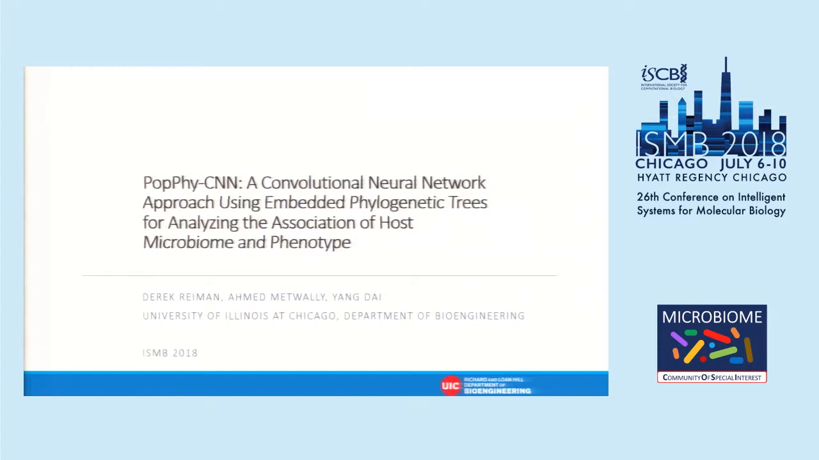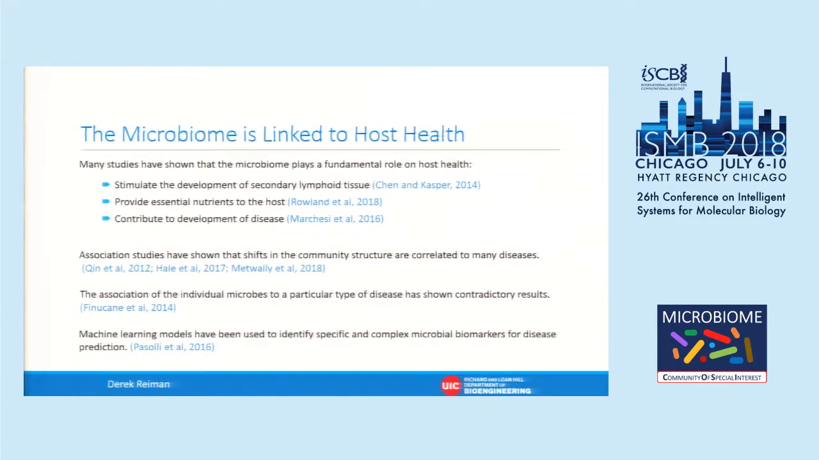And today I'm going to be talking about a tool that we've been working on in my lab called PopPhy-CNN. It's a convolutional neural network framework using tree representations for analyzing the association of host microbiome and phenotype. Hopefully I don't have to convince too many of you that the microbiome is an important topic of study, because it plays a fundamental role in host health. Just a couple examples: it's been shown to stimulate the development of secondary lymphoid tissue, provide essential nutrients to the host, as well as contribute to the development of many diseases such as type 2 diabetes, IBD, obesity, cancers.